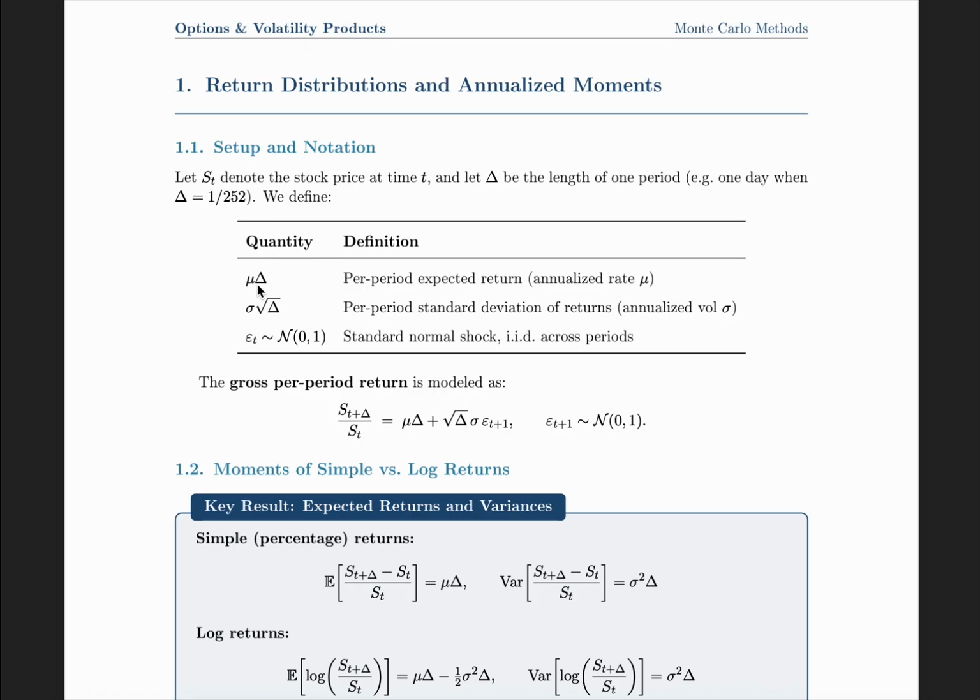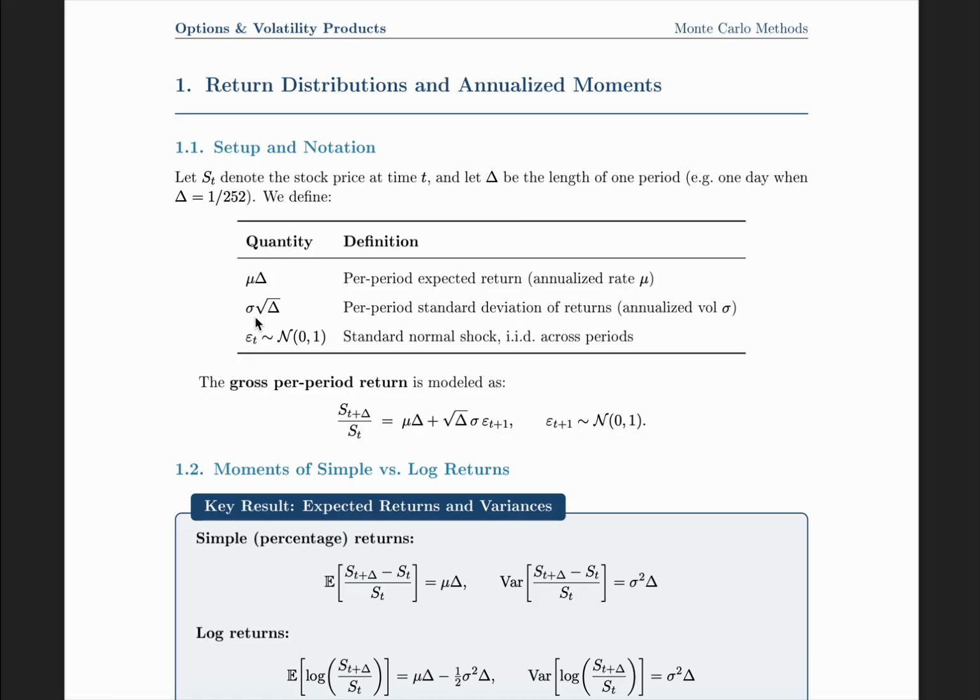Then that means that delta is going to have a value of 1 over 255, where 255 is the number of trading days in a year. So over the course of 1 year, we have roughly 255 trading days, which means that the length of each trading day is going to be 1 over 255. Combining all of that, if the annual return has an expected value of mu, then the per period return has an expected value of mu delta.